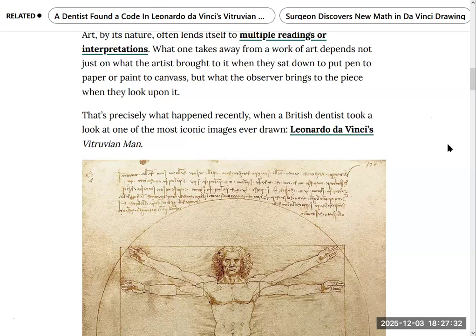That's precisely what happened recently when a British dentist took a look at one of the most iconic images ever drawn, Leonardo da Vinci's Vitruvian Man. The last word I can't really pronounce perfectly. Vitruvian. So that's the name of this drawing below. That's what this drawing is called.